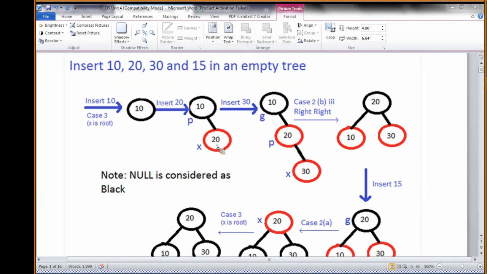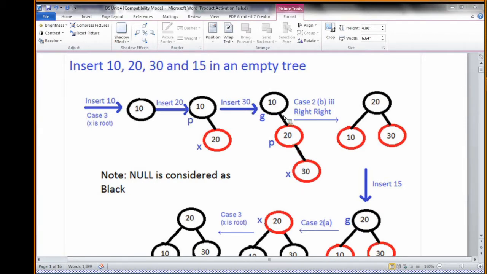And after that we will insert 30. We see from root 10, then we go to 20, and 30 is higher than 20, so we add the new node 30 to the right side of 20. Here 30 is the new node, red color. And after this we have to insert 15.